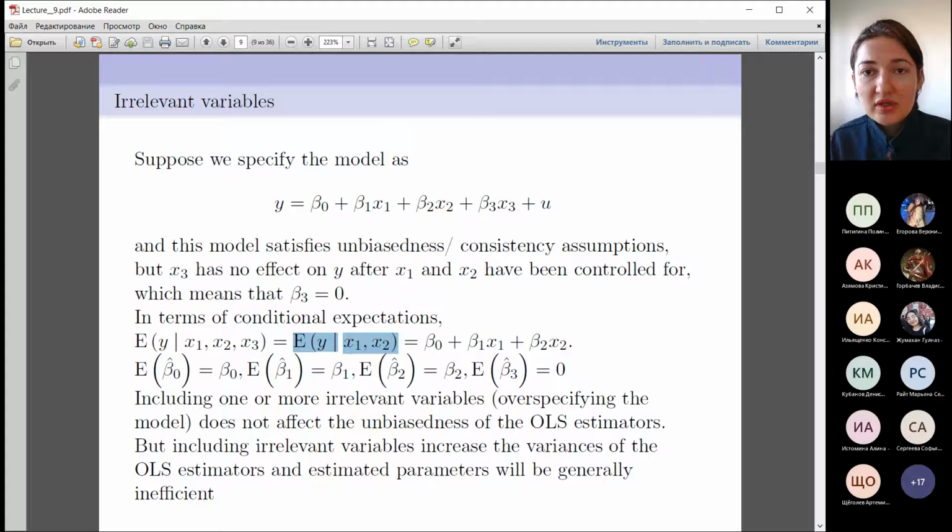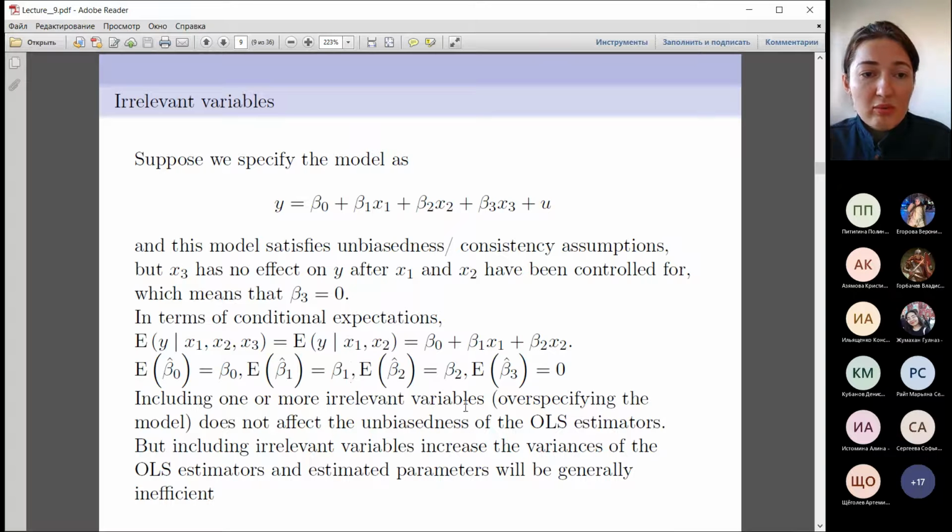And of course, maybe even the beta 3 coefficient itself will never be exactly 0, but we should say that the average value across all random samples from our general population will be 0. So what does it mean?